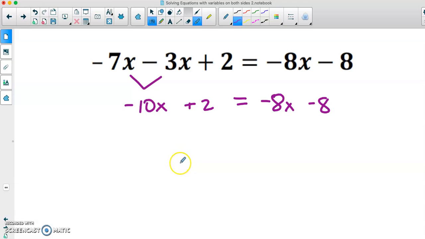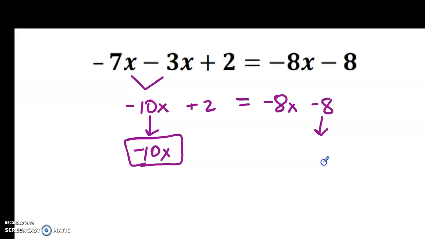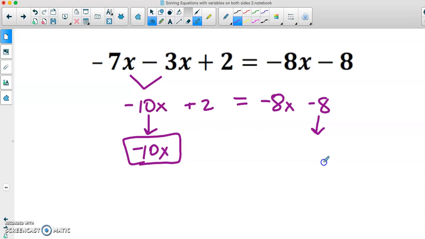So let's do our box method here. I'm going to drop down the -10x, put it in a box, drop down the -8, put it in a box. Maybe my box just disappeared. Oh geez. Malfunction, malfunction. There we go. Drop down my equal sign here.